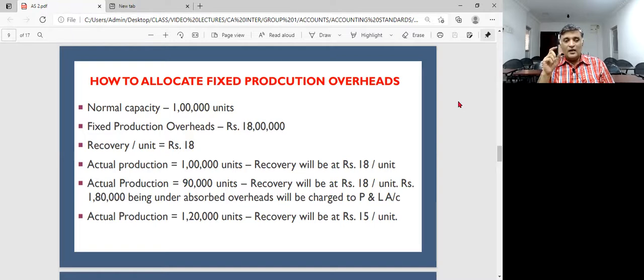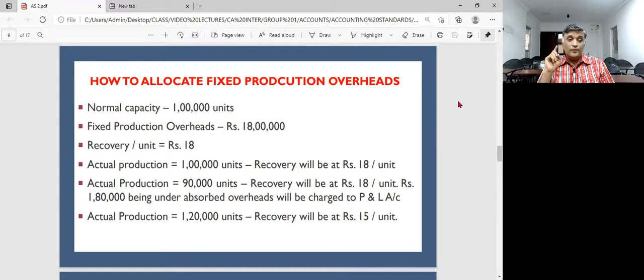And the balance 1 lakh 80,000, which is the under-absorbed overheads, should be charged to the costing P&L account because you have incurred 18 lakhs. There's no second thought on that. You're spending 18 lakhs. You have incurred 18 lakhs. But out of the 18 lakhs, 16 lakh 20,000 is getting into the inventory, and the balance under-absorbed overhead of 1 lakh 80,000, that will be charged to P&L.